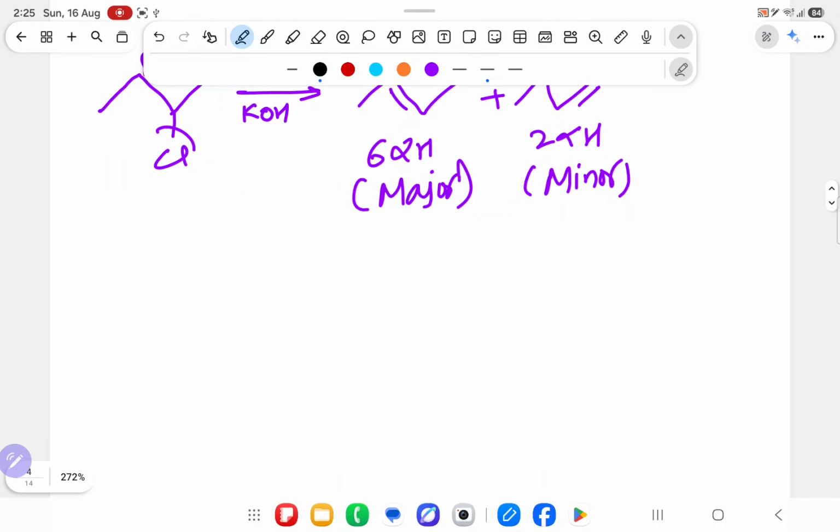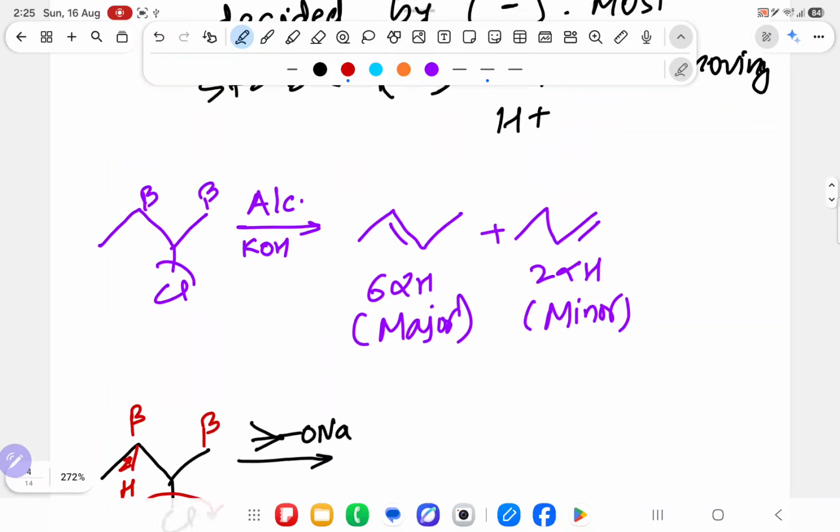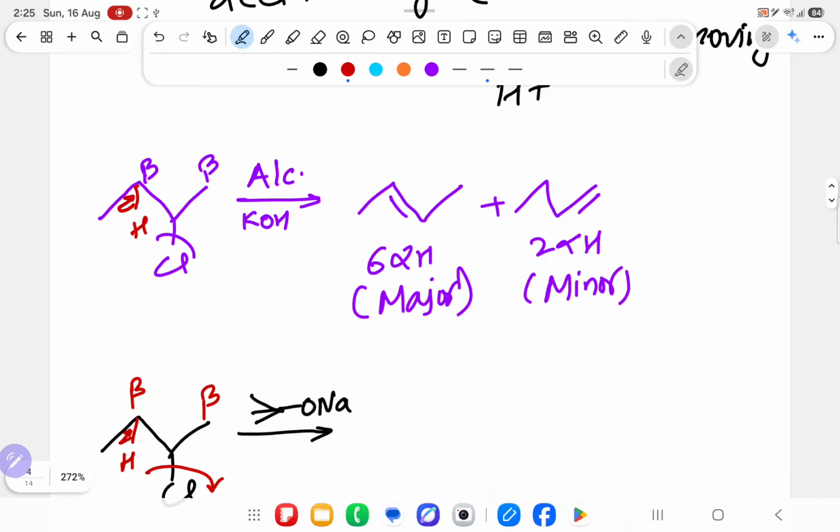Next example. Suppose I have taken this ORA PA Cl. In place of alcoholic KOH I have taken this ONa. Now again you will remove this Cl. After removing this Cl, here is the beta, here is the beta. From the beta position you are removing hydrogen, and a negative charge comes. The beta position hydrogen is there, they will remove it, and the negative charge will come. This negative charge is what forms the double bond, right? Then only the double bond comes here.